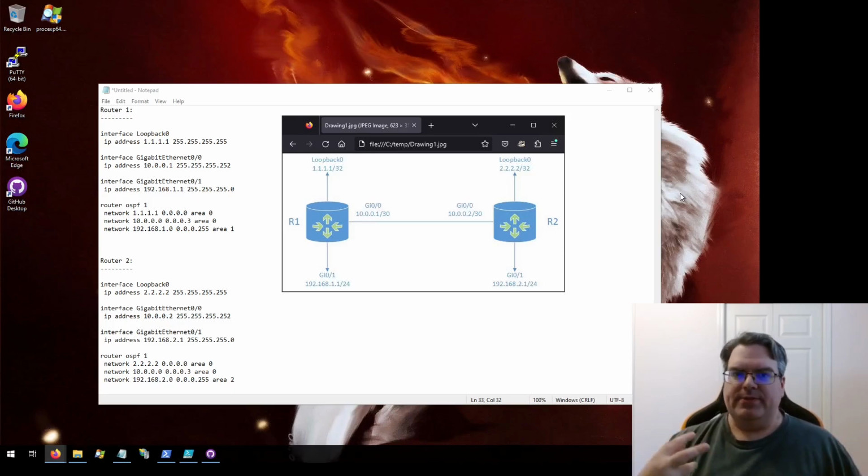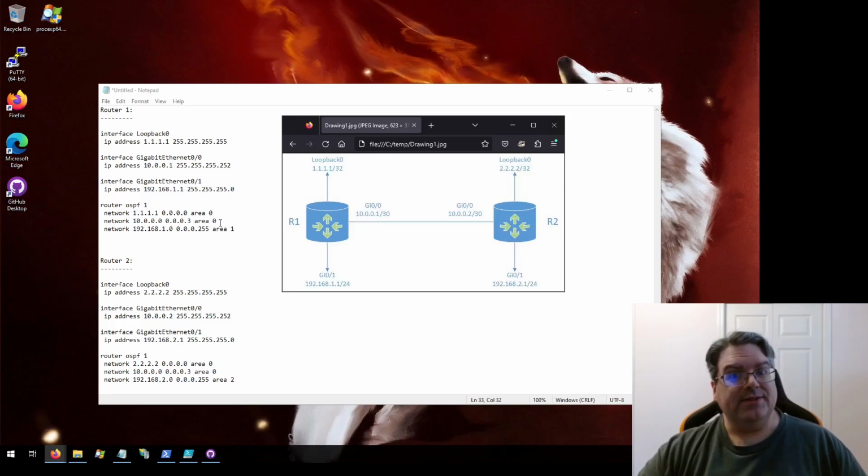And clearly on a loopback, there's no particular reason for OSPF to be trying to talk to itself, but you'll want it advertised so that the other router can actually see an IP route to 1.1.1.1 or to 2.2.2.2. So that is something that you can do.